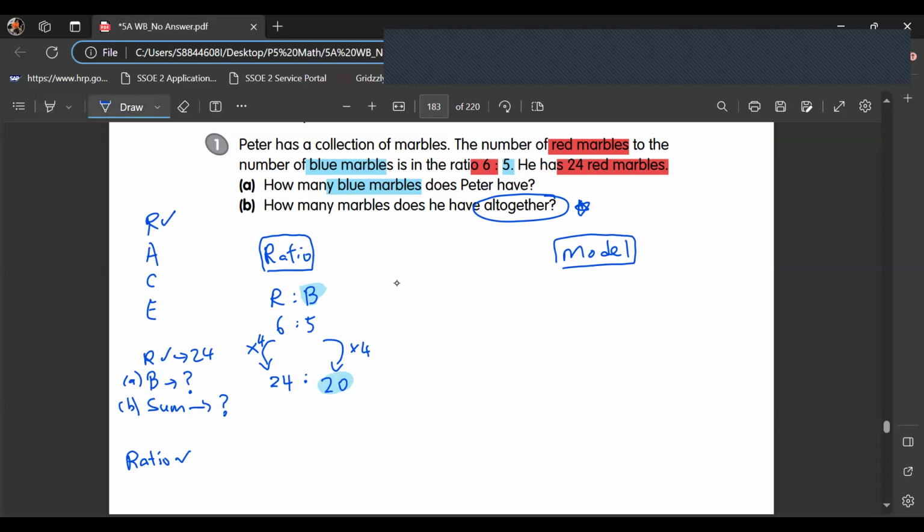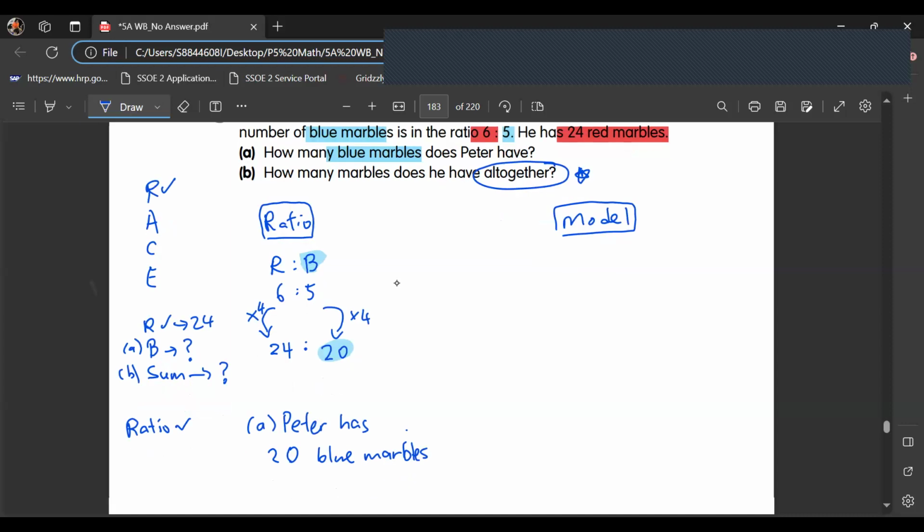Okay, so A, Peter has 20 blue marbles. Okay, then B.